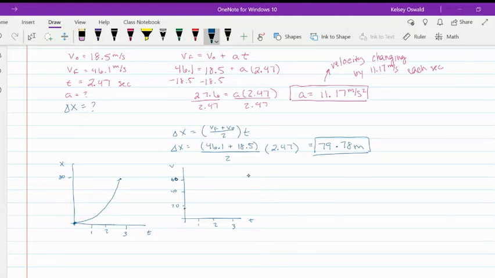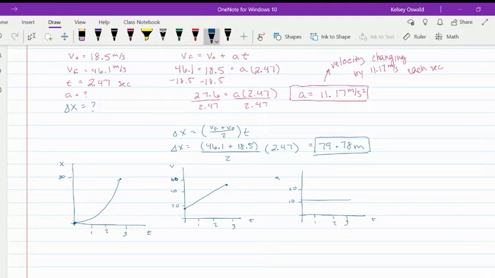And after about 2.47 seconds, my final velocity is 46.1. So I can also show that in my velocity time graph. The slope of this line will tell us my acceleration. So when I want to make my acceleration versus time graph, we found our acceleration was 11.17. Since that's a constant value, we'll have a nice horizontal line at 11.17 meters per second squared on our acceleration versus time graph. Okay?